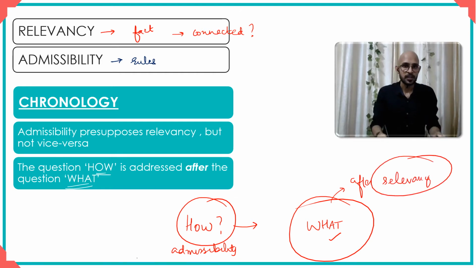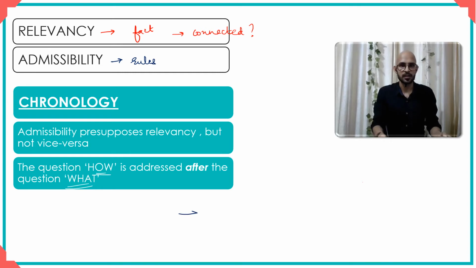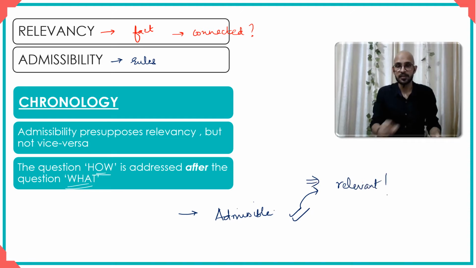Suppose something is found to be admissible in terms of the manner in which it was produced. In other words, let's think of it like this. Suppose there was a piece of evidence that is admissible. It means obviously that the fact in it was also relevant, right? It implies that it was relevant.